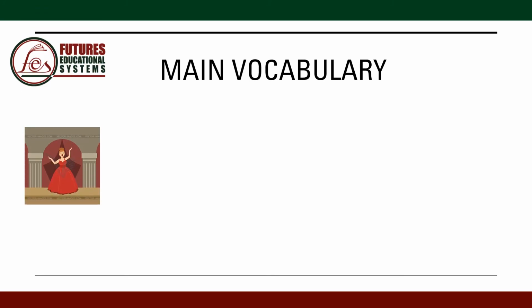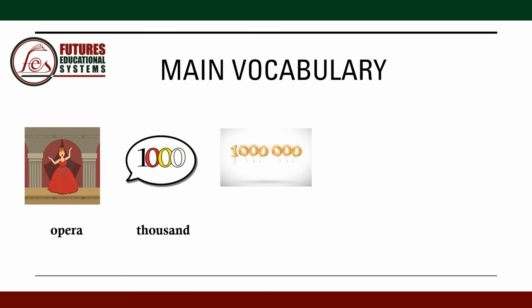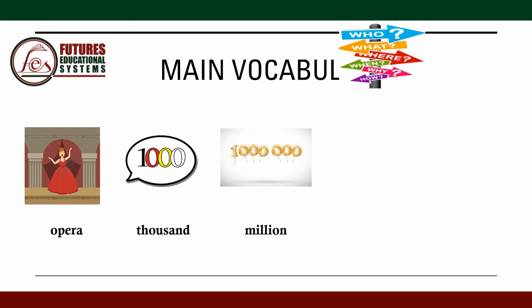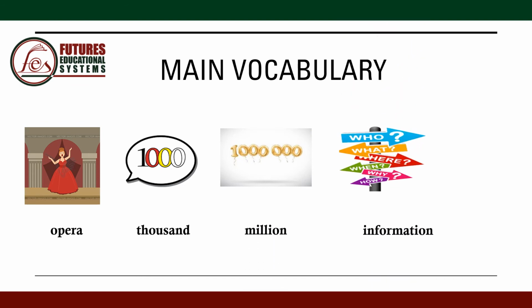Main vocabulary. This is the opera. This woman is singing at the opera. Thousand, million. Information. Information tells you who, what, where, when, why, how. It tells you about a lot of things and answers many questions.